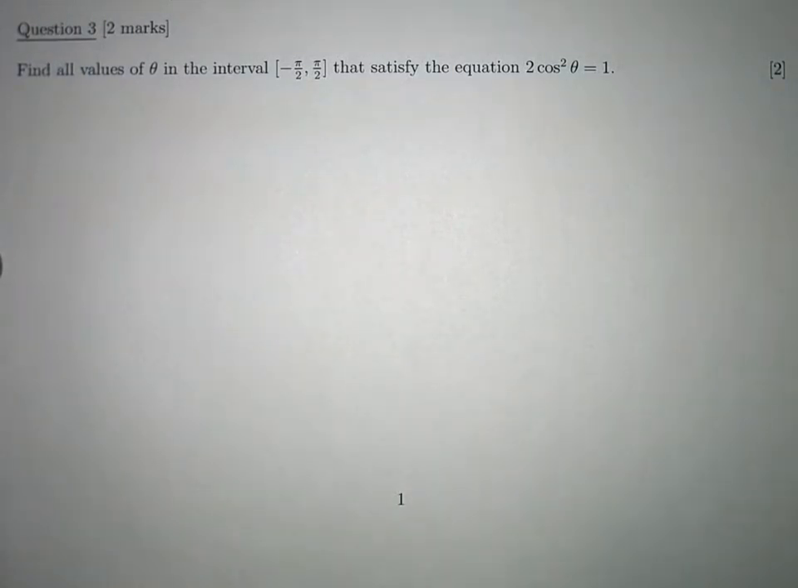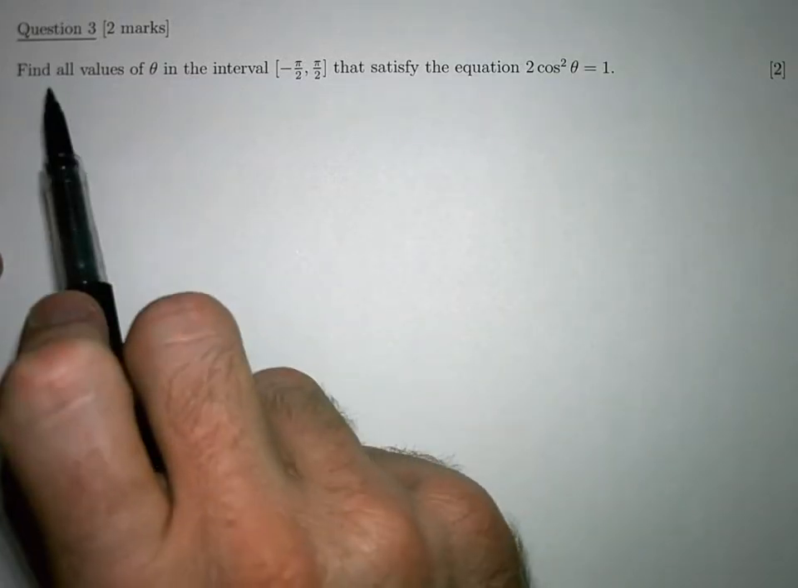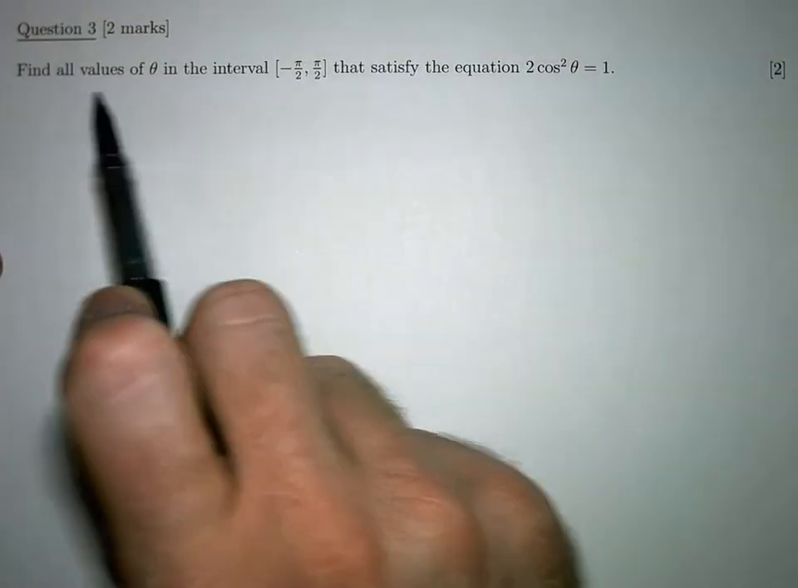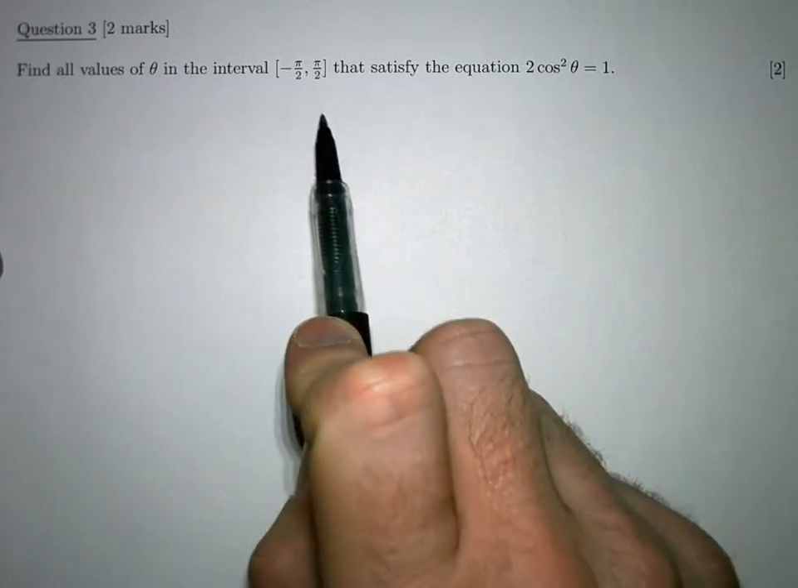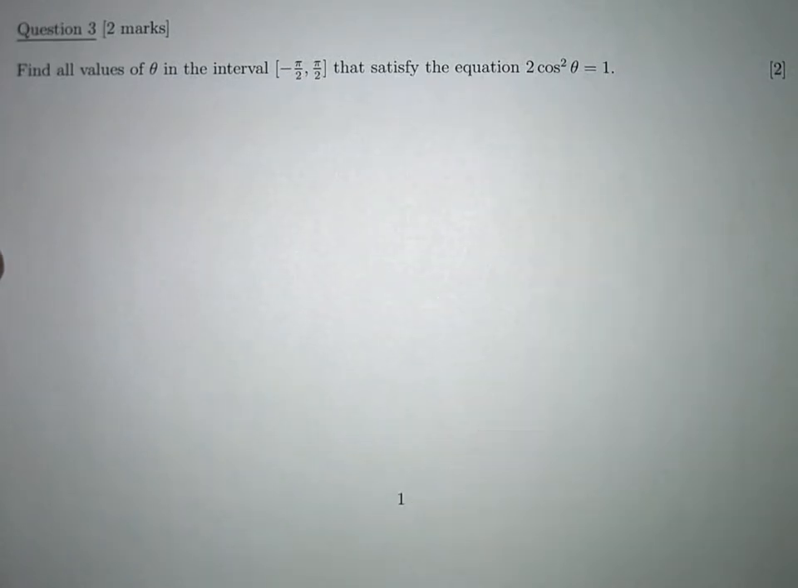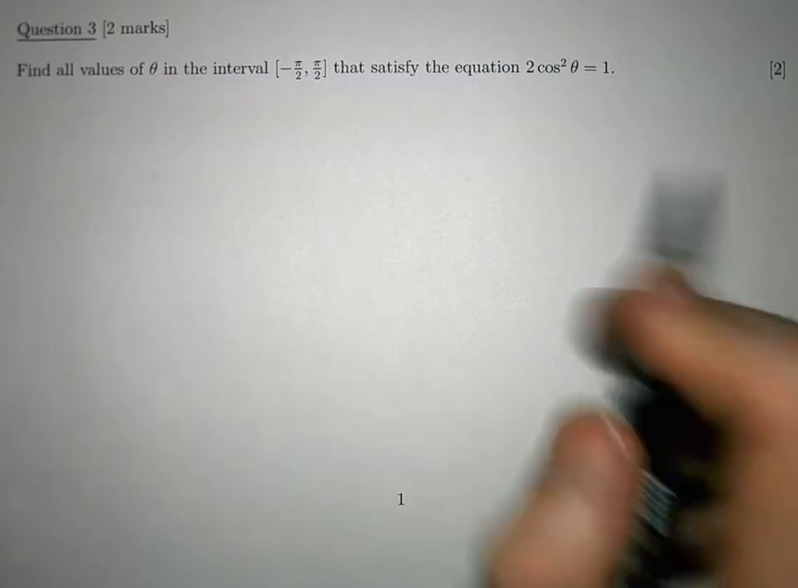This was a little bit of a tricky question, and it flummoxed quite a few of you. Here we simply asked to find all the values of theta in the interval minus pi over 2 up to pi over 2 that satisfy this equation over here: 2 cos squared of theta is equal to 1.